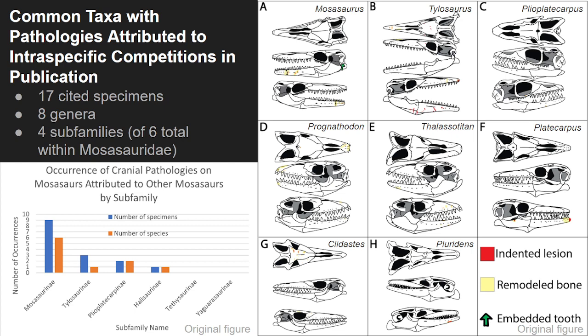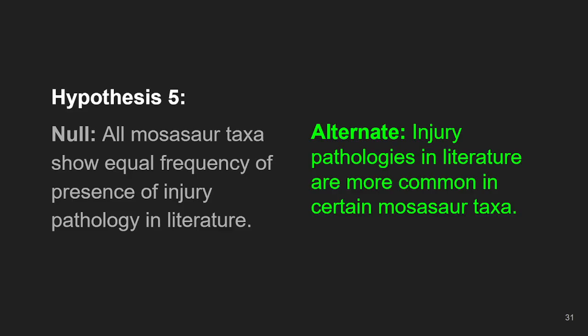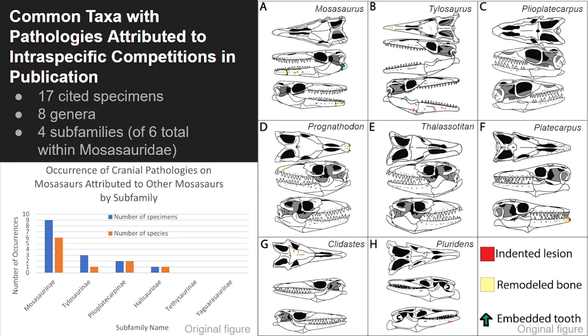4 subfamilies total exhibit them. It's totally absent in publication for the Tethosaurinae and Jaguarosaurinae. The Tylosaurinae, like I said, there are some questions on certain tylosaurs. The Plioplatycarpinae, it is rather rare. There are 2 publications that show pathologies for individuals in the Plioplatycarpinae, and then the Halosaurinae is only in 1 specimen of Pleurodons. So our hypothesis 5 is alternate. Injury pathologies in literature are more common in certain mosasaur taxa, in particular the mosasaurines.